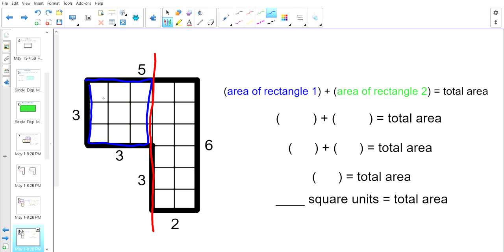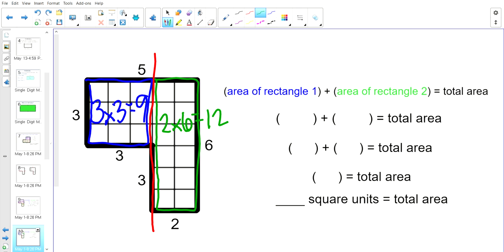This rectangle is a 3 by 3, and the area is 9 square units. Let's look at rectangle 2. I'll outline it in green so it's easy to see. Think about what size this rectangle is. How wide is it? How long is it? What is the total area of this second rectangle? This rectangle is a 2 by 6. 2 times 6 equals 12. So the area of rectangle 2 is 12.